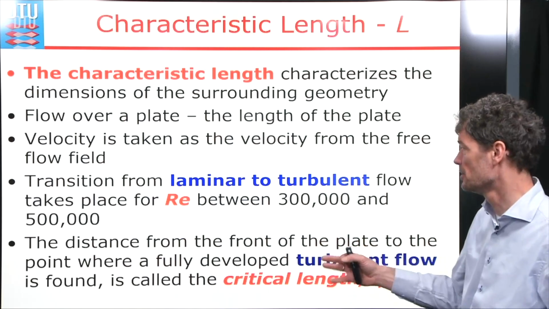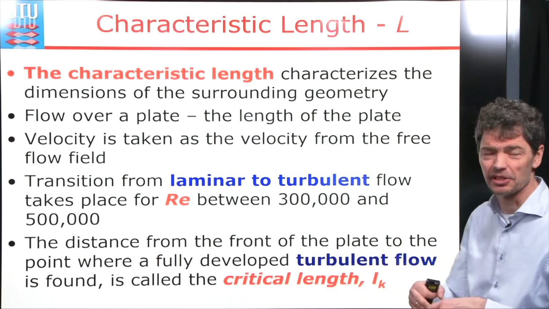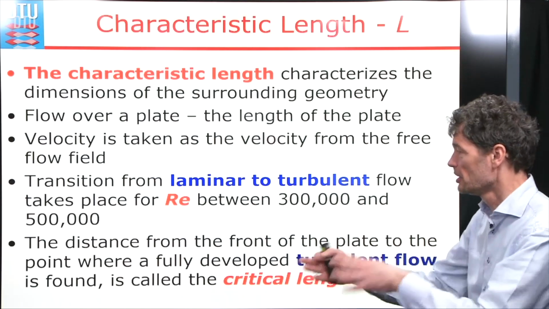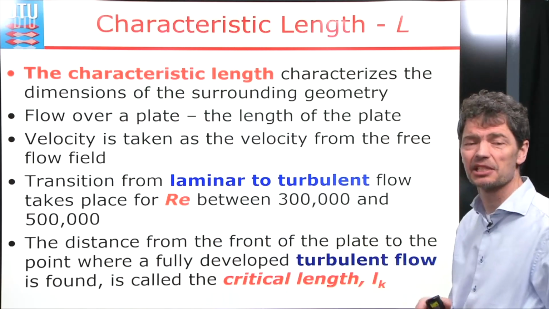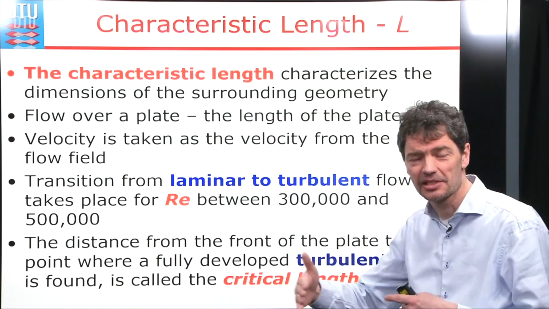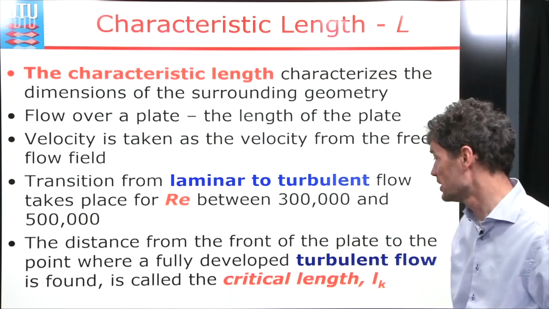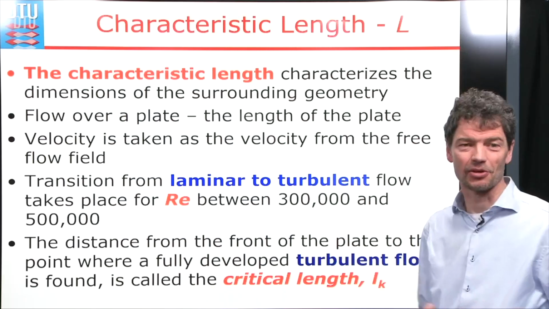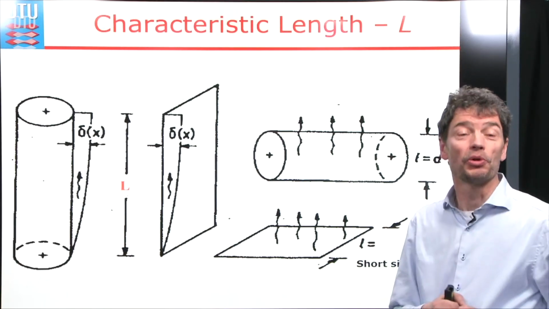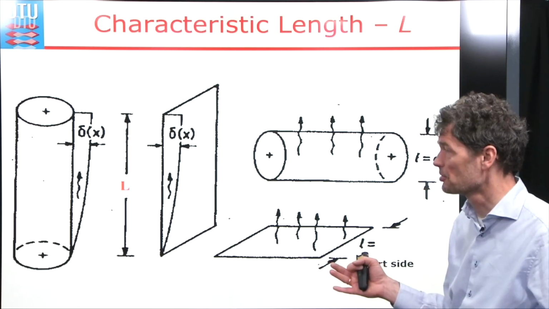So we need the distance from the front of the plate to a point where the flow is fully developed. That is called the critical length, and that is because the flow, as it passes over a surface, starts in a laminar form, and then later makes a transition to becoming turbulent, and that happens at this distance or length into the plate, which is the critical length. So we need a characteristic length. There can be different geometries, but here just some are shown.